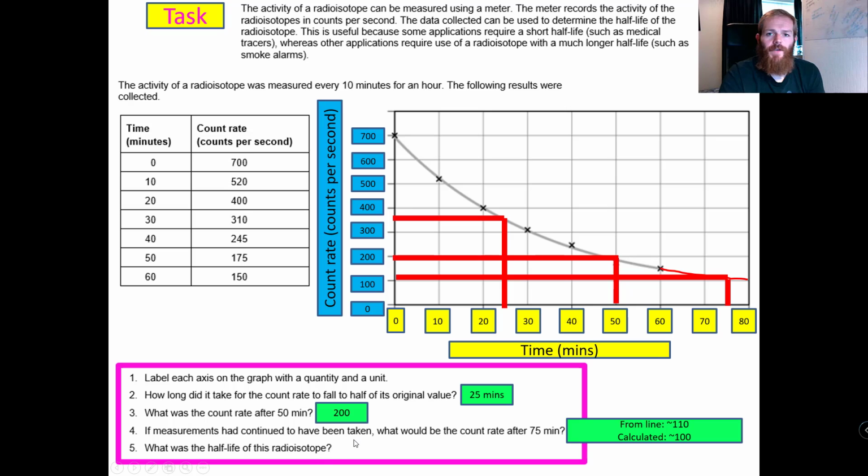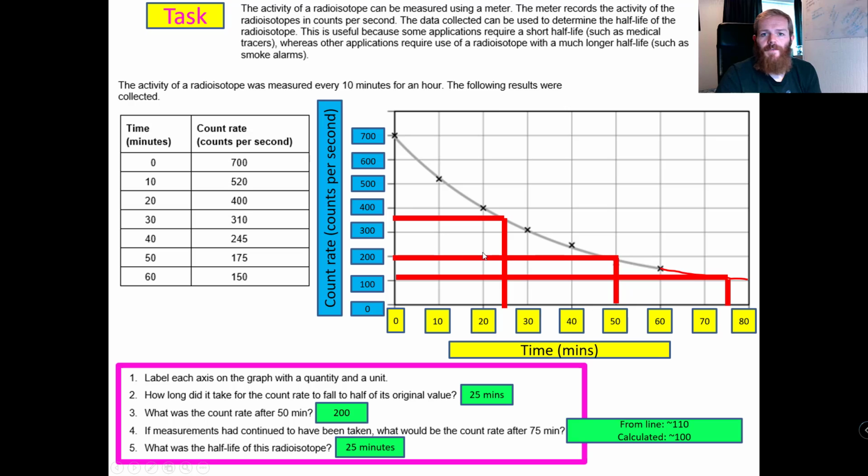What was the half-life of this radioisotope then? If you think back to earlier on, the half-life is just how long it takes for half of all the radioactive nuclei to decay and basically turn into something else, become stable. And we did that literally right at the start, and it's 25 minutes, because it started off at 700 and then got to 350, and that took 25 minutes.